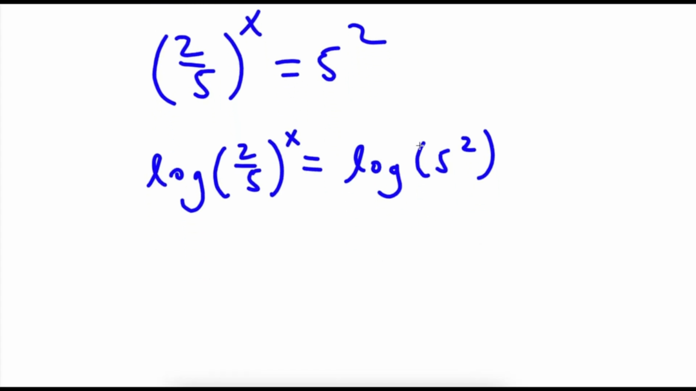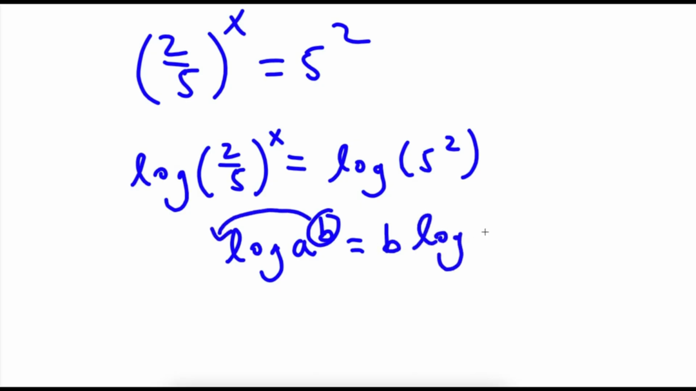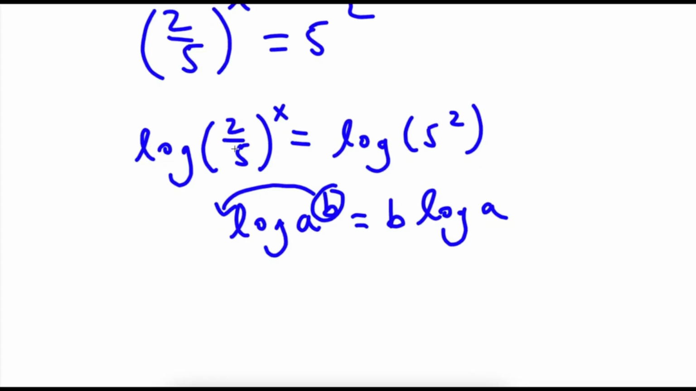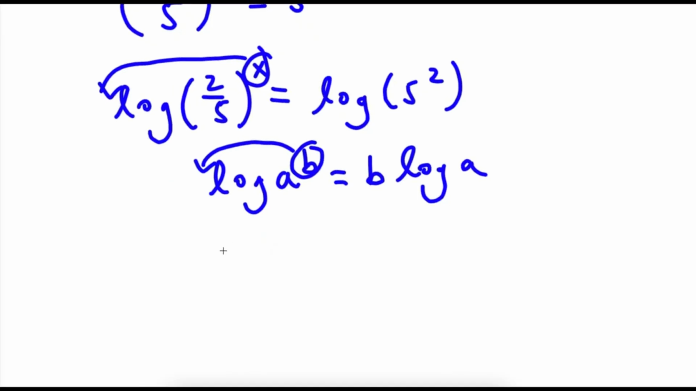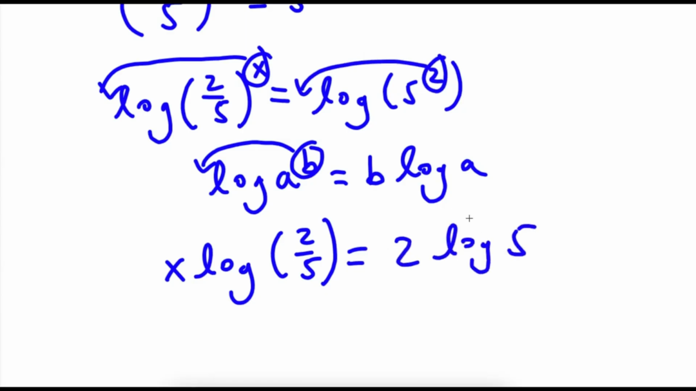Now, because I took the log, I can use an important property of logarithms, which states that if I have something in the form log a to the power of b, I can move this exponent b to the front of the logarithm, so this would equal b times log a. So in this case, log of 2 over 5 to the power of x, I can move this exponent x to the front, so this would equal x times log 2 over 5. This is equal to, I'm going to do the same thing with log 5 squared. I'm going to move my exponent to the front, so I'll have 2 times log 5.